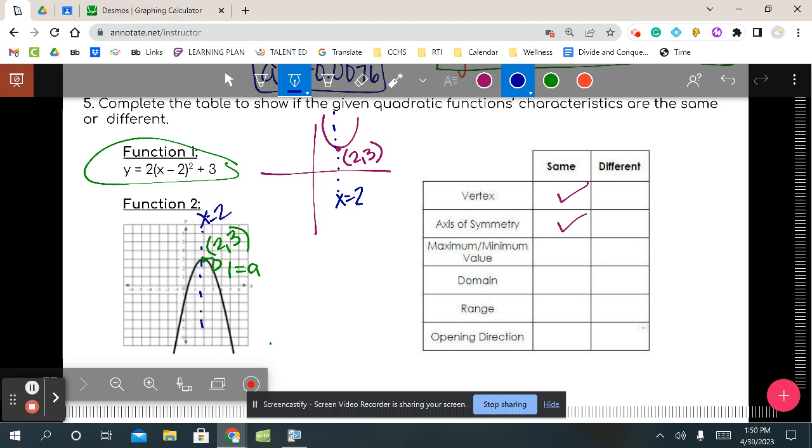Min max value. This one is a min, while this one is a max. So that is the difference. Domain will always be the same because it's all real numbers. Your ranges are also going to be different because one's a min, one's a max. One's values are going to go down, the other one's going to go up. Opening direction is also different because this one's opening up and this one's opening down. So that is the difference between those two.